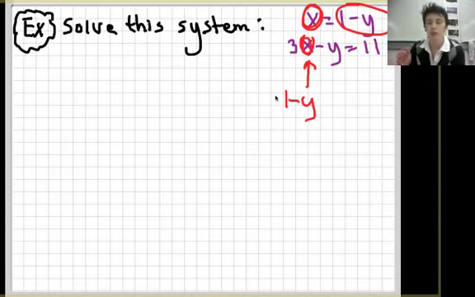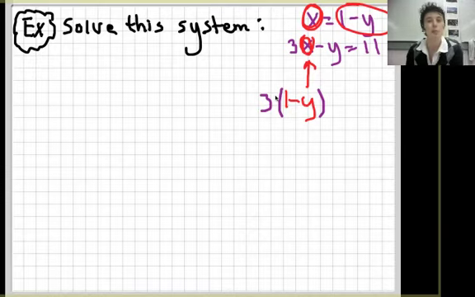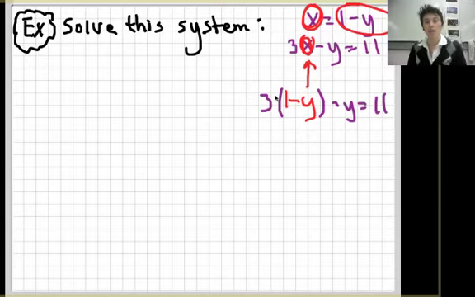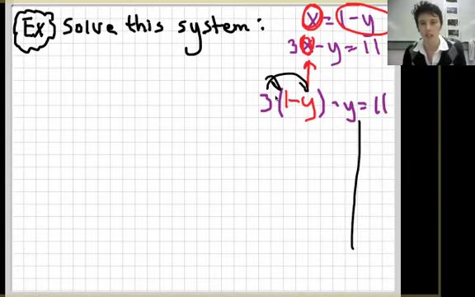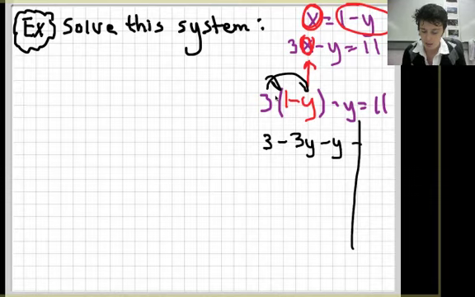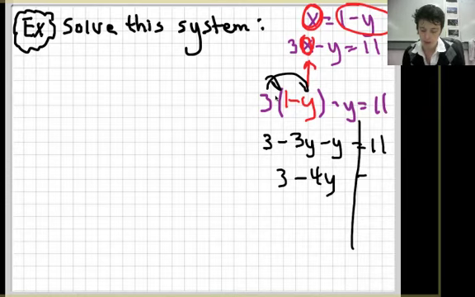So instead of a 3x, I'm going to have 3 times 1 minus y equals 11. I'm going to change it into that. Then I'm going to put a line down the middle and I'm going to solve. Let's multiply the 3 in here, arrow it into both of these. So 3 times 1 is 3, minus 3 times y is 3y, minus y equals 11. 3y minus another y is minus 4y. So I have 3 minus 4y equals 11.